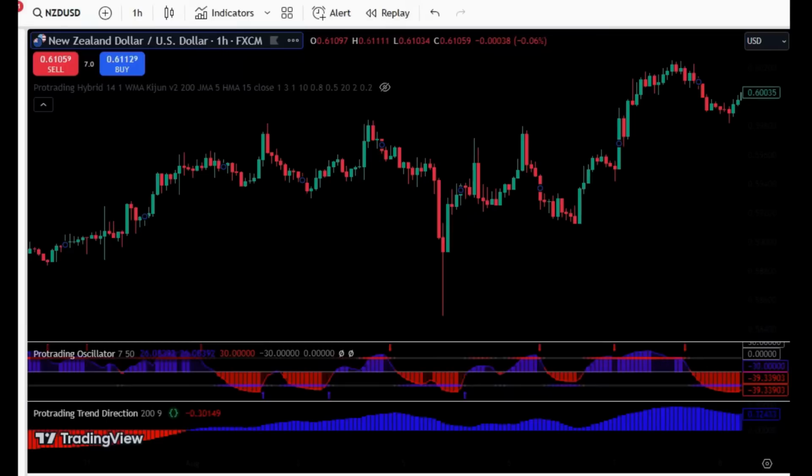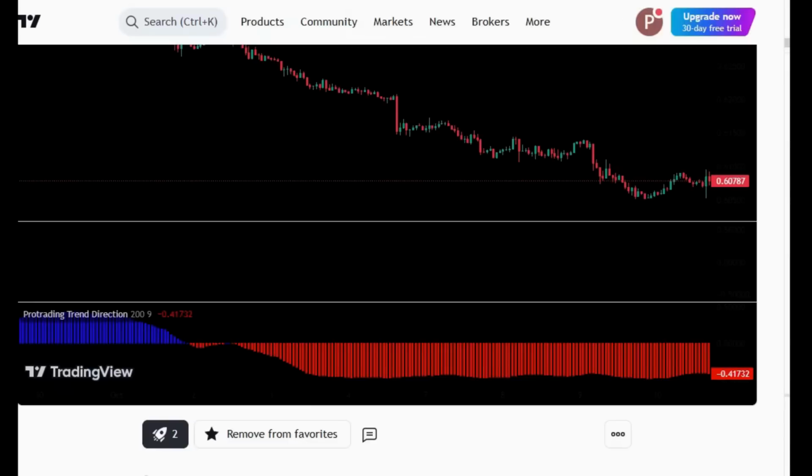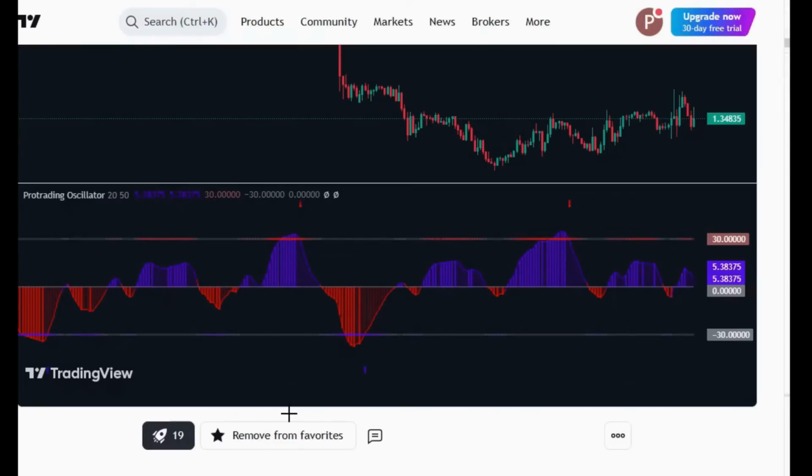So first you need to add these indicators to your chart, and the process is very simple. All you need is to go down to the description box of this video. You see the two links. Copy the link and paste it in your browser. Once you paste the link, you will get the Pro Trading Trend Direction, and you get this button here. I've already added this to my chart. You click on this button and it will add the indicator to your favorites. In the same way, you copy and paste the link for the Pro Trading Oscillator, you get the button, and you add it to your favorites.